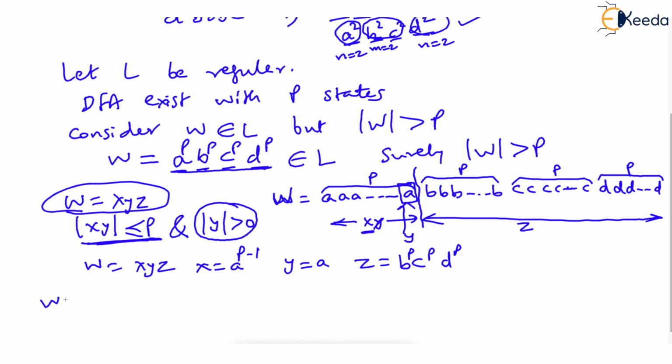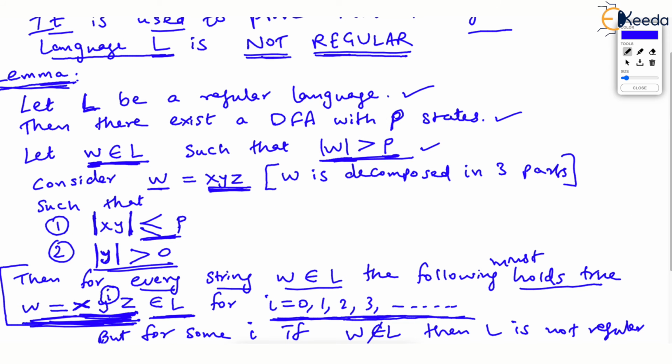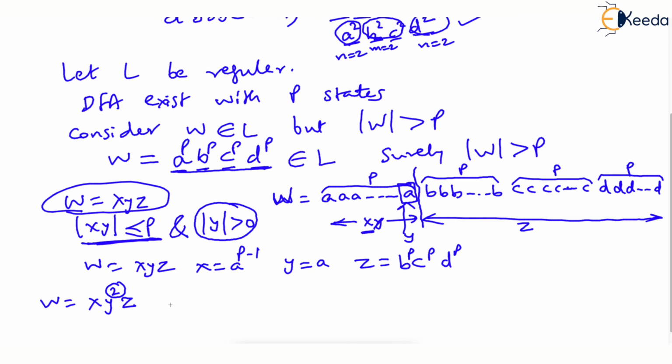Now let's construct a new string of the form X, Y square Z. We have taken I as 2. Remember the pumping lemma, the last step I am now doing, generating the new strings. So what will be the new string? X is A raised to P minus 1, correct? And Y is single A, so we'll get A square due to Y square, and rest Z is this long sequence of P number of B's, P number of C, and P number of D.